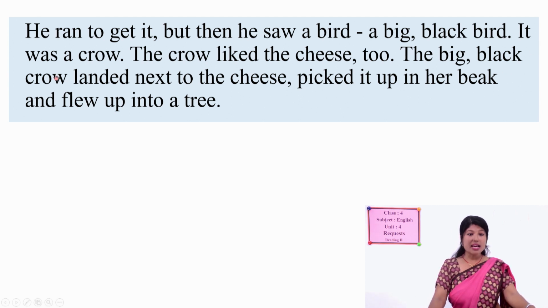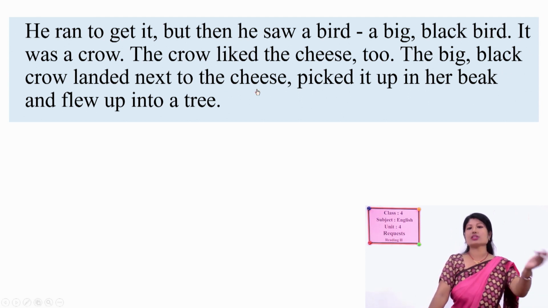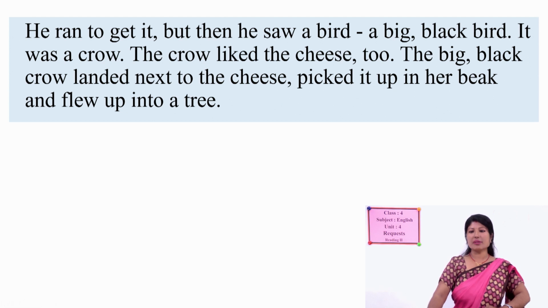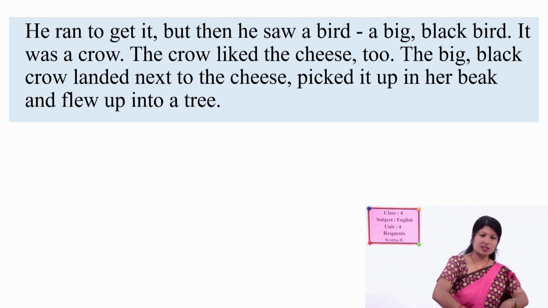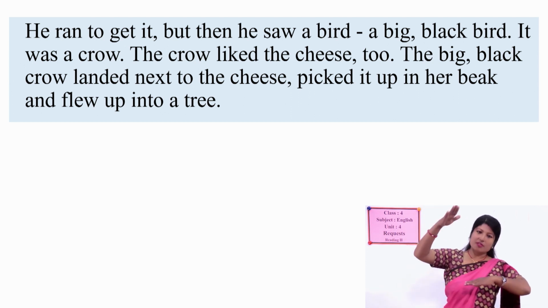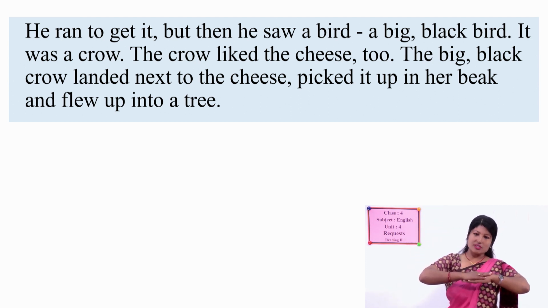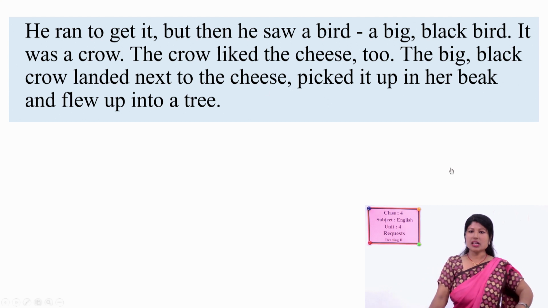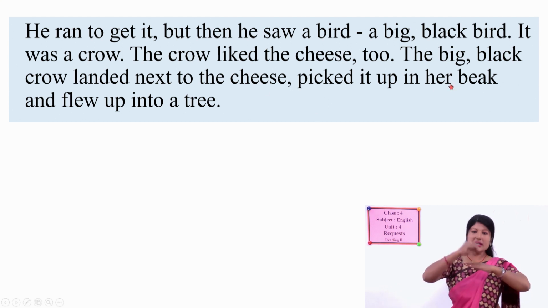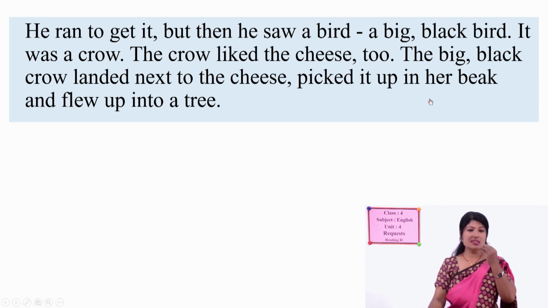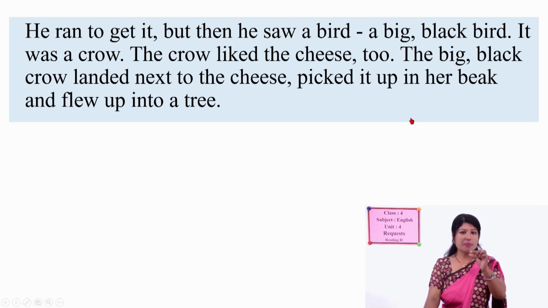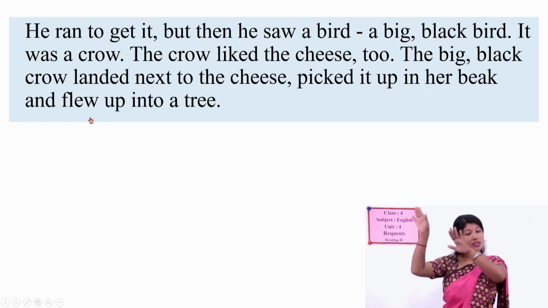The big black crow landed next to the cheese. See what happened? The bird landed, came down to the ground, flew down on the ground and then picked it up in her beak. Beak is the sharp part of the mouth of a bird. She picked it up with her beak and flew up into a tree.